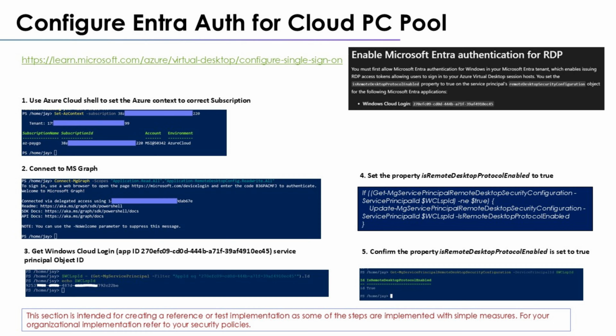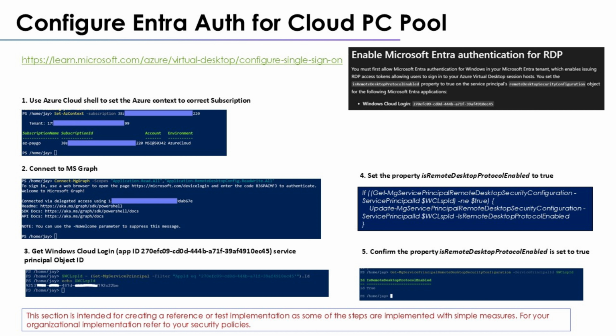For configuring the Entra authentication for the remote desktop protocol to enable the Cloud PC pool, here are the steps that must be implemented. The first one is to ensure that you have set the Azure context when you open up the Cloud Shell for Azure. And second is to connect to the MS Graph following the command here. Third step is to ensure we get the Windows Cloud Login for the app ID that is listed out here, and then the service principal object ID.